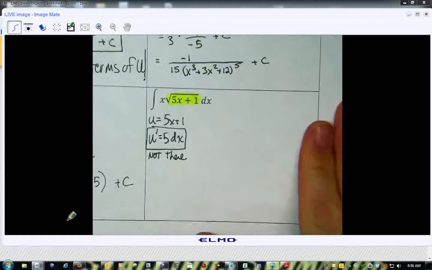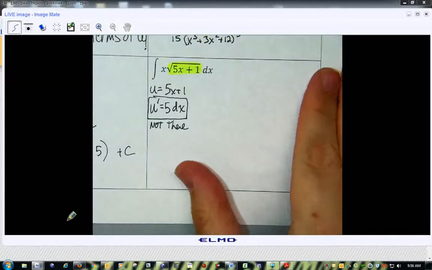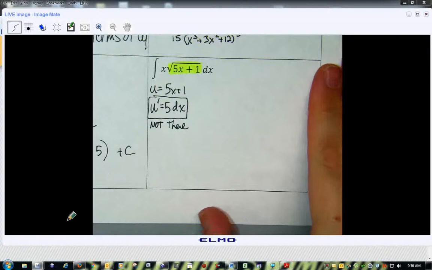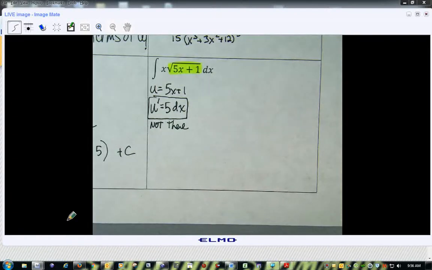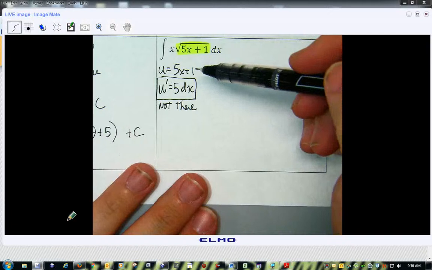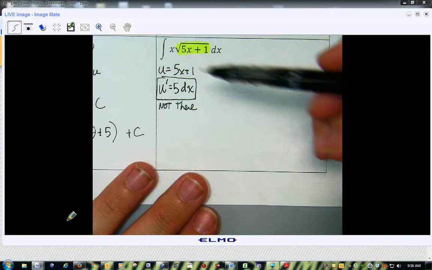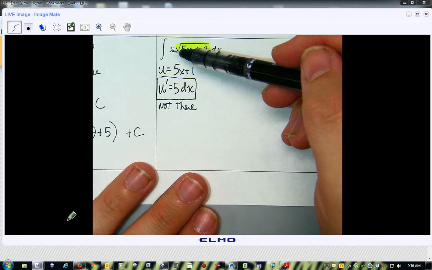Alright, now, this is a weird process. I'll be honest, this one is a weird process. But it's not too bad. You see how when we figured out, alright, our u is 5x plus 1, but our du didn't get us anything that we needed. Because there's still that x there that's not helping us at all.